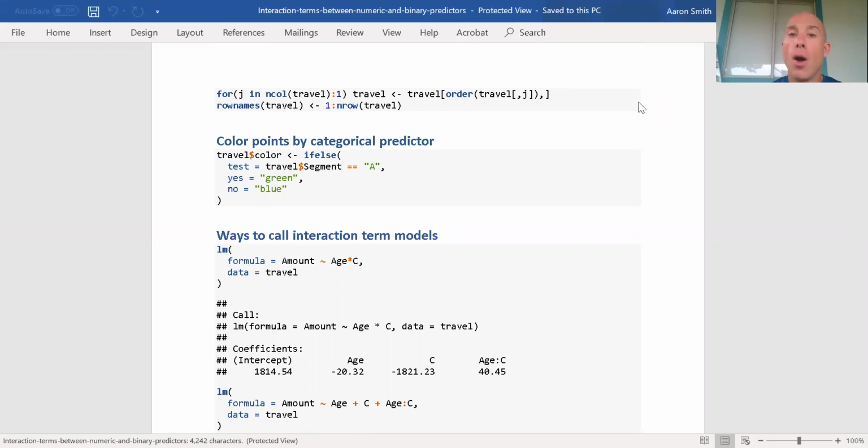All right, now on this next step, so that I can see which value of my categorical predictor I'm talking about when I look at an individual point, I went ahead and created a color column on my data set, and I used ifelse. For ifelse, you take a test. When it says test, it's a logical statement, true or false. So test has to be equal to something that will be true or false. If it's true, it's going to take on whatever I say yes is. And so I said green. Whenever travel segment is A, I get green. Whenever it's no, I get blue.